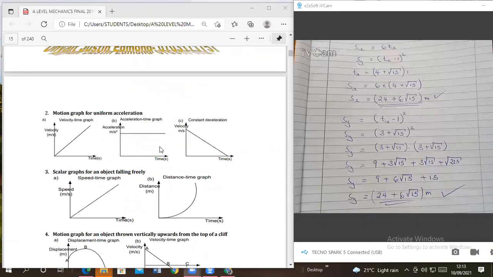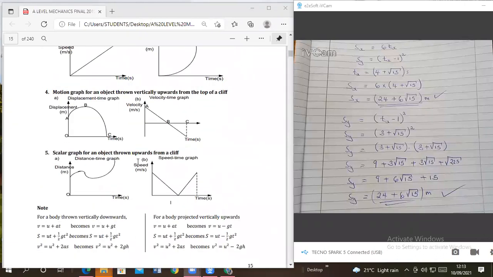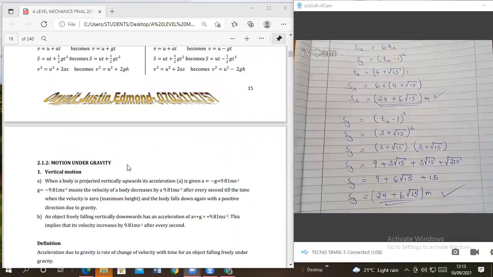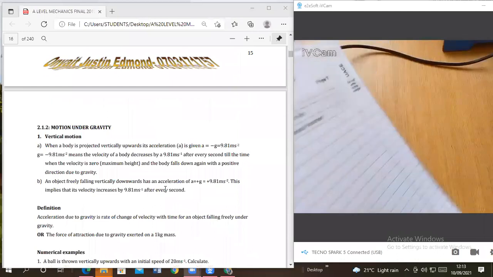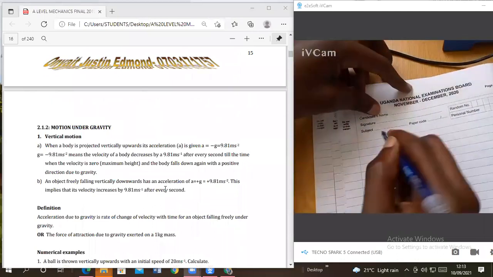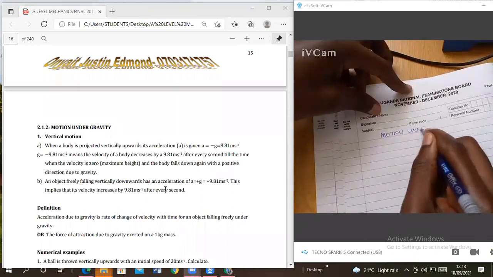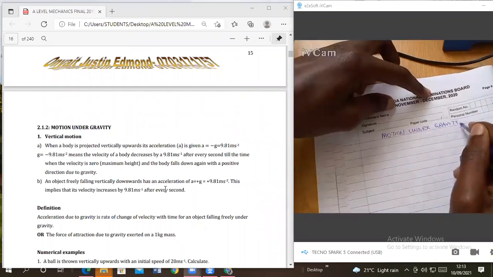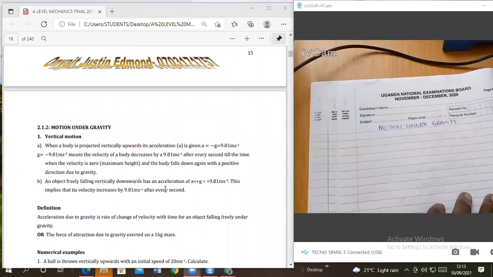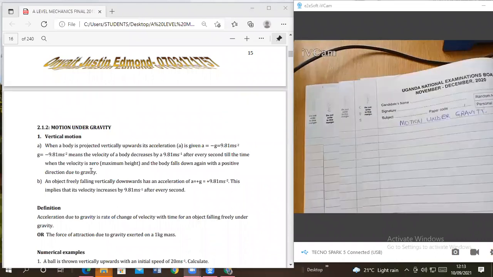Now, subheading: motion under gravity. Motion under gravity. You have learned this one in O level.